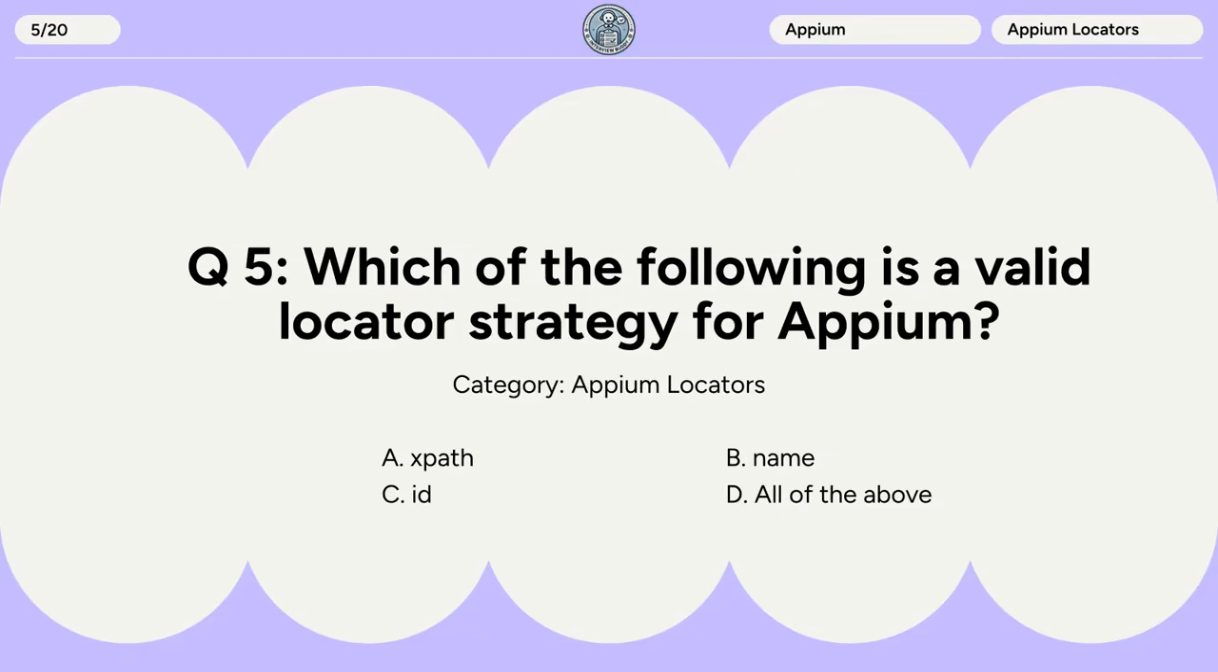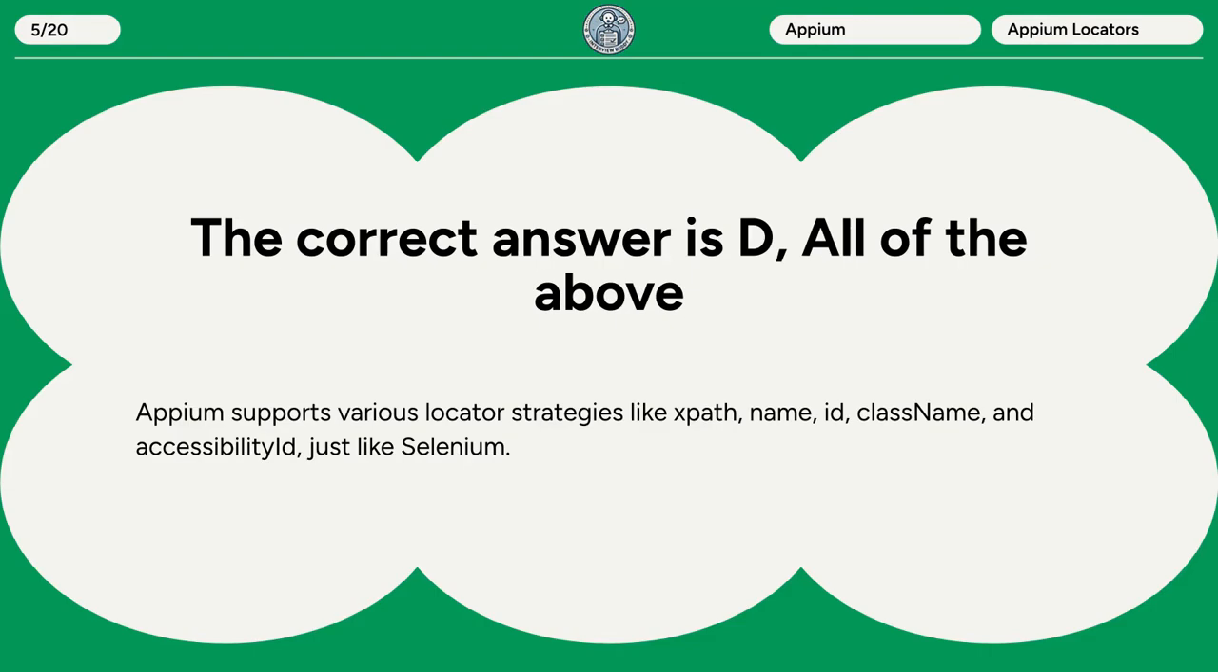Question 5. Which of the following is a valid locator strategy for Appium? A. XPath. B. Name. C. ID. D. All of the above. The correct answer is D. All of the above. Appium supports various locator strategies like XPath, name, ID, class name, and accessibility ID, just like Selenium.